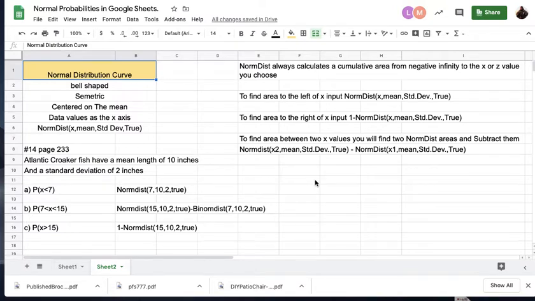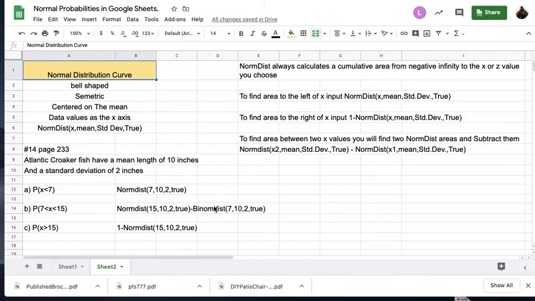So take a quick look at an example here. This is number 14 on page 233 in your textbook or in the PDF document that I shared. Atlantic croakerfish have a mean length of 10 inches and a standard deviation of 2 inches. Find the probability that a randomly selected or randomly caught Atlantic croakerfish will have a length of less than 7 inches. So we have x is less than 7 inches. Letter B says between 7 and 15 inches, so x is bigger than 7 but smaller than 15. And finally, a randomly selected fish is greater than 15 inches, so x is larger than 15.